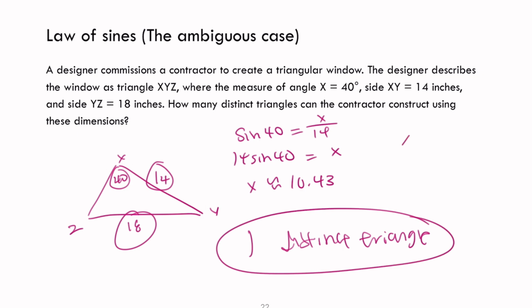This is because, let's say, this was 14, right? And this was 40 degrees. And then the height right here is 10.43. Since 18 is way longer than 10.43, there's no way that it can go straight like this or into the triangle like this. So it can only go one way, which is outwards, so 18, which means that there is only one distinct triangle that can be formed.